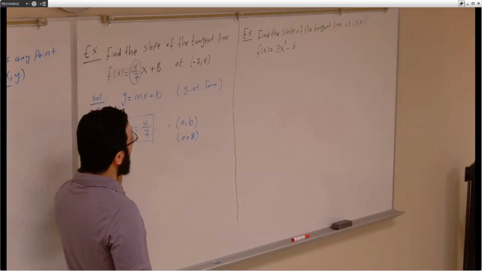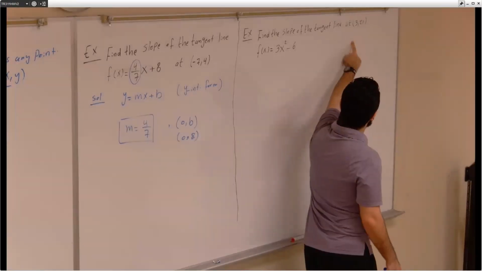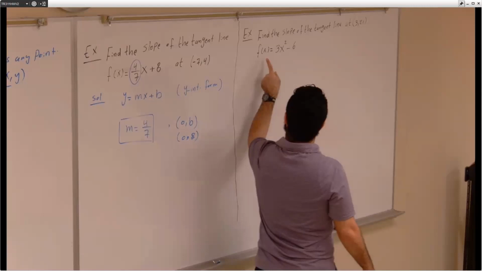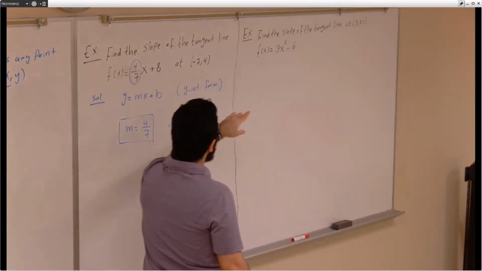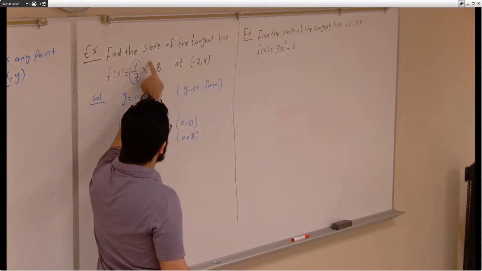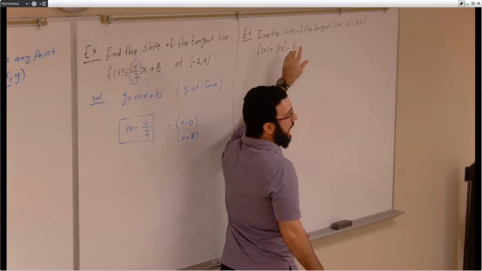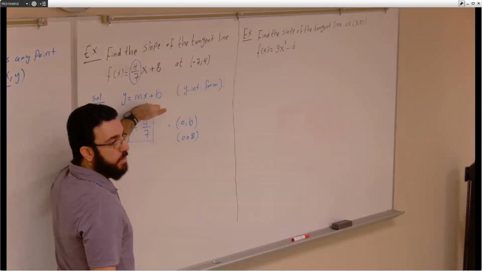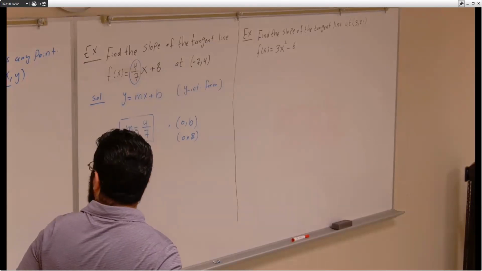But if you look at the second example, find the slope of the tangent line at this point, and look at the equation here. It's 3x squared minus 6. That's the difference between the second example and the first one. This is linear, but the exponent here is 1. This is quadratic. The exponent here is 2. I can't use the same formula, because this is the formula only for the linear. So in this case, I have to use the definition, which is to find the slope, you have to use the limit.